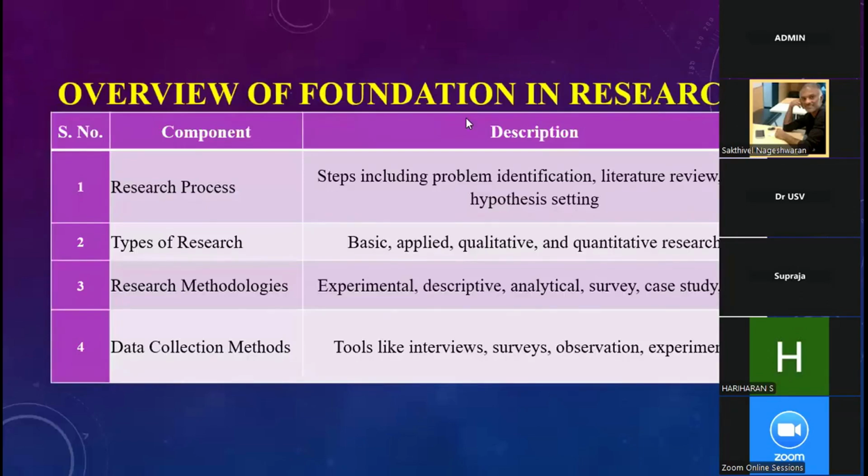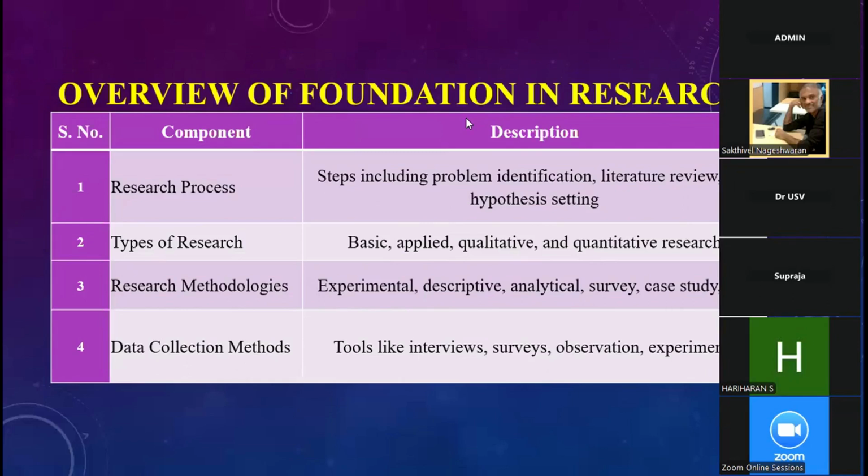Now I'm coming with the overview of the research process. First is problem identification, literature review, and hypothesis setting. This is the first part. Next, select what type of research you are going to do: basic or applied, qualitative or quantitative. If you go through the search engines, you can see the different types of qualitative and quantitative research. We can even take one topic on one day itself for qualitative and quantitative research.